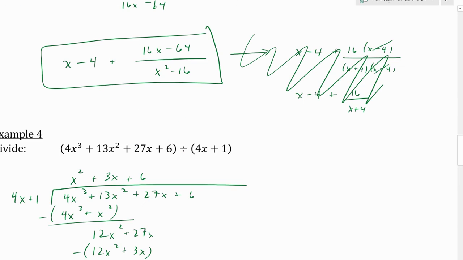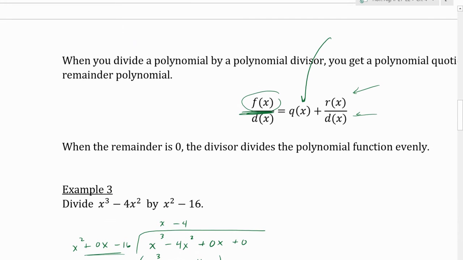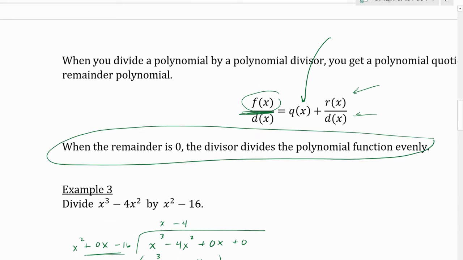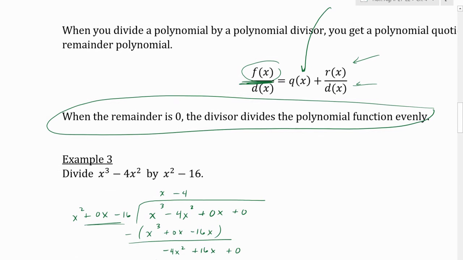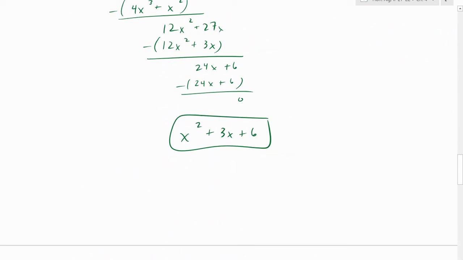Okay. And that's what this was saying. If the remainder is 0, the divisor divides the polynomial function evenly. It goes into it evenly.